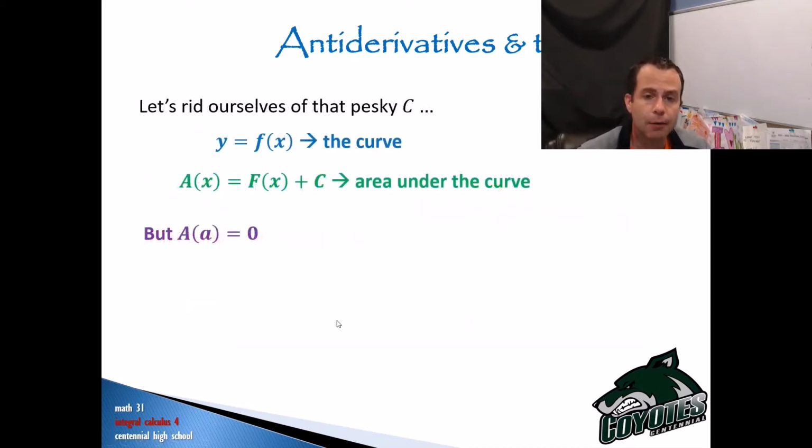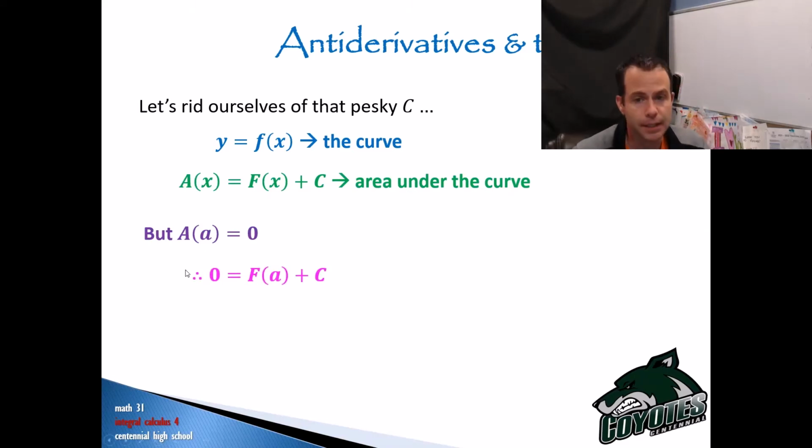Okay, so now what we want to do is rid ourselves of that pesky little c. Think about this for a second. We said that the original curve is y equals f of x, and we said that the area will be the antiderivative of the original curve, so big F of x plus c. But we also said that A of a is 0. Remember that comment right near the beginning of this lesson. At the place where we start at that initial x value, the area is 0 because we haven't had any movement yet, okay? So the area at the starting point is 0.